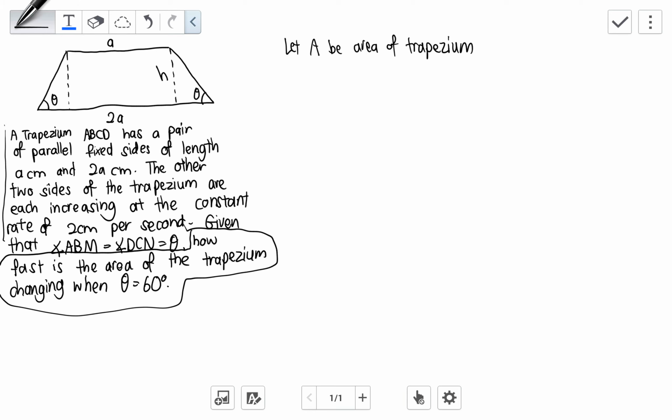So what does it mean? The area of the trapezium is changing. How fast is the area changing? How fast means the rate of change of area, because we are talking about time over here, and the area is the thing that is changing. So the thing that is changing will be on top, and the thing that is varying will be at the bottom.